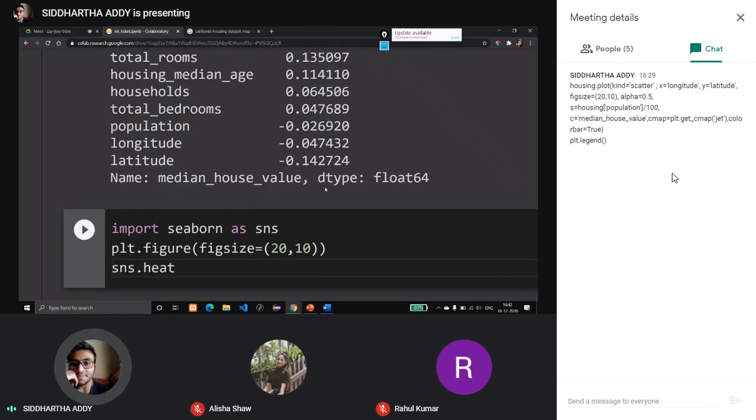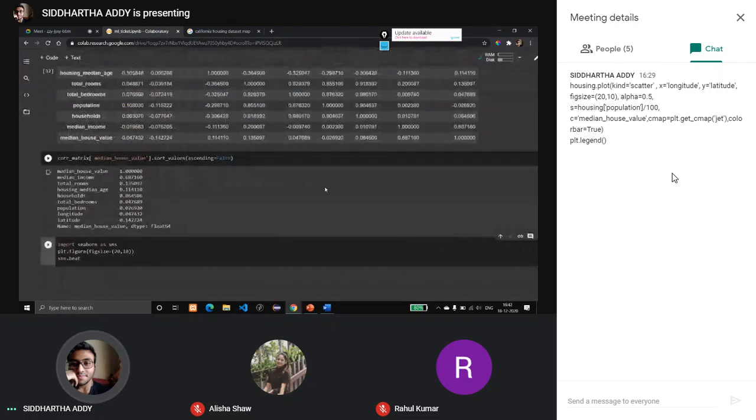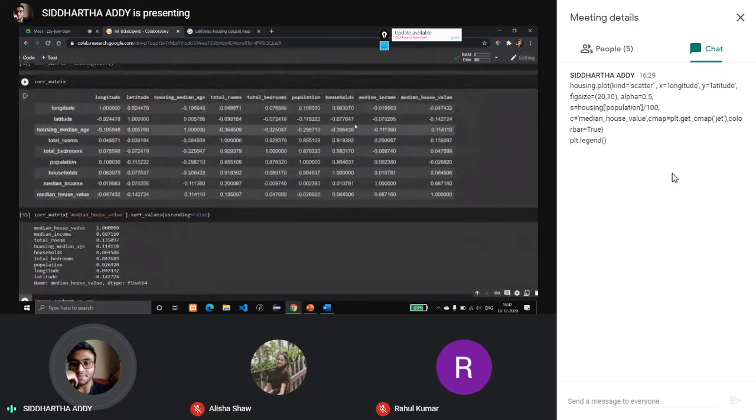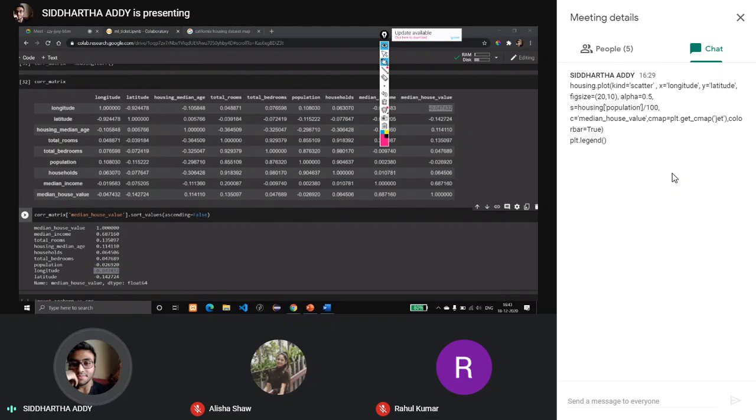What is this heat map? Let me just tell you one thing. Now if I just draw your attention to this median house value, look at the longitude value, and now look at this longitude value. These are the same values. I have just taken this column. It is nothing great.